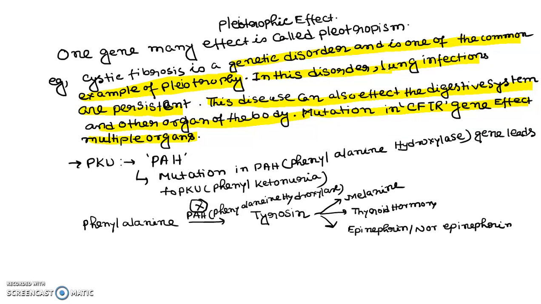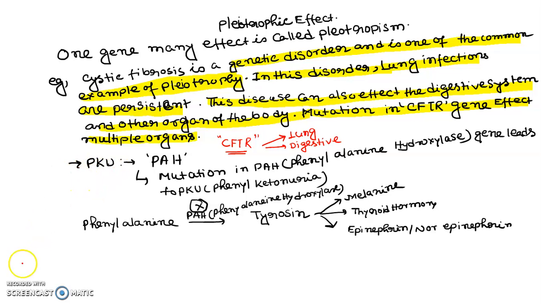So one gene mutation can affect multiple organs. CFTR is a single gene. A mutation in the CFTR gene can affect multiple organs. Here is the lung infection, lung effect. Here is the digestive system. So multiple organs are affected by a single mutation. So that is the pleiotropic effect.